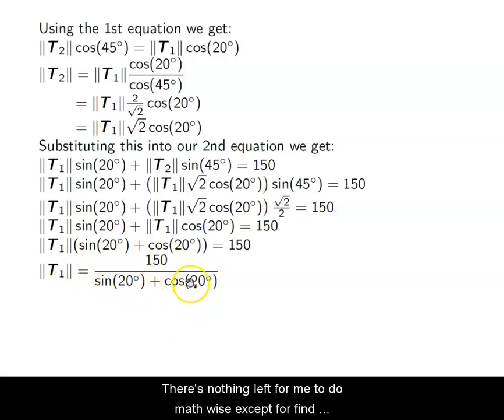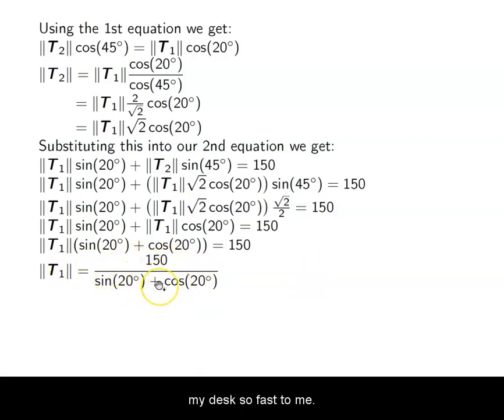There's nothing left for me to do math-wise except for find my decimal approximation, right? So that's approximately 117.0309013. Okay, I don't need all these values, but for right now, I'm going to keep them.